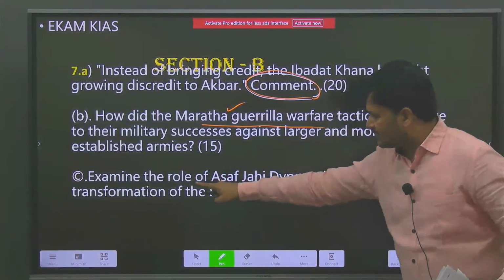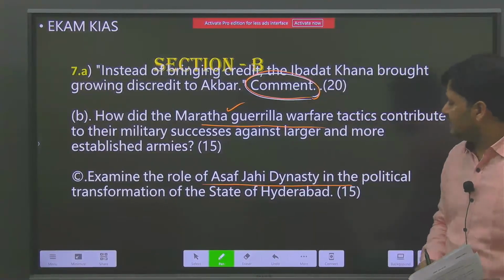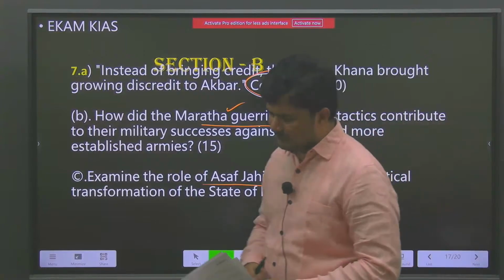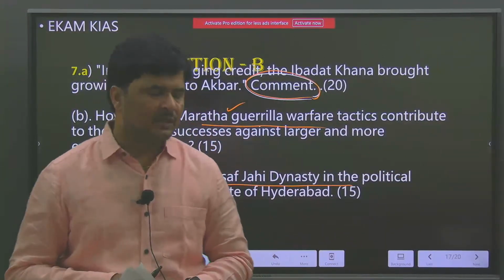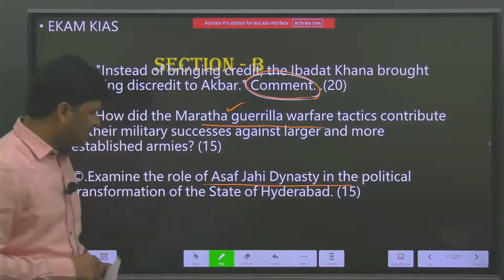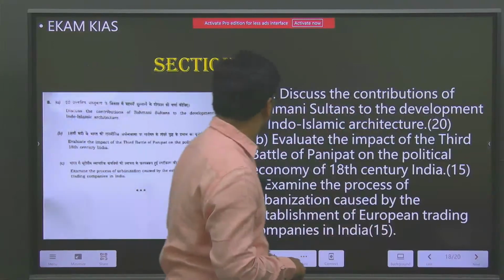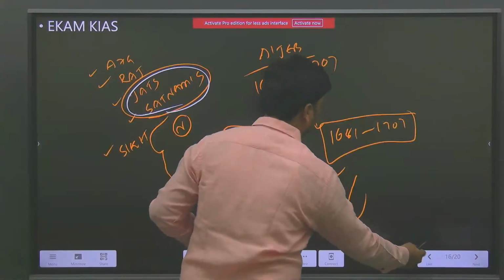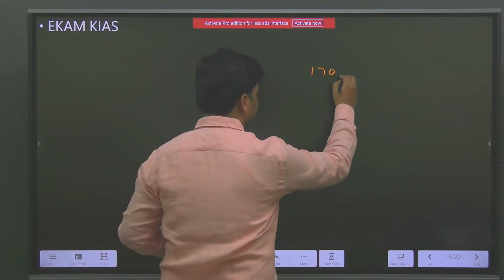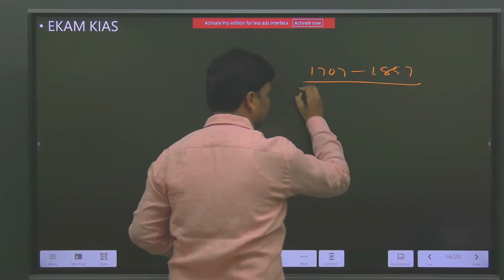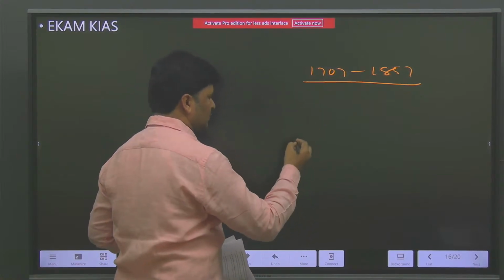And finally, examine the role of the Asaf Jahi dynasty in the political transformation of the state of Hyderabad. It's quite interesting to know. Very occasionally we get regional history questions, but this time we have got one. It was in 1724. Between 1707 and 1857, we find the later Mughals, otherwise called a period of decadence, right from Bahadur Shah I to Bahadur Shah II.